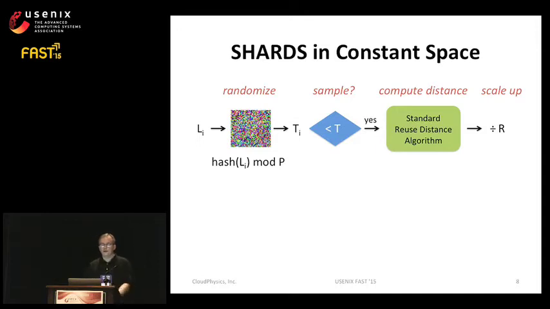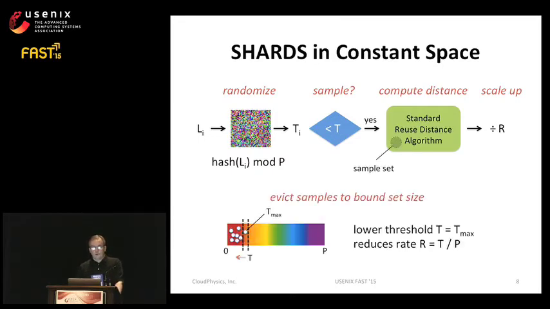This motivated the development of fixed-size shards that operates in constant space. The basic idea is that instead of specifying a sampling rate R, we instead specify a maximum number of samples to track. Placing a hard bound on the size of the sample set results in a constant space algorithm. The basic spatial filtering step operates exactly the same as we saw before. But now, if adding a new sample would exceed the space bound, then we need to evict some existing sample to make room for it. We remove the one with the maximum hash value, shown as T sub max in the figure, closest to T. We then lower the global threshold T to the value we just removed from the set, because we know that any larger values can't fit. Since the rate R is proportional to T, it's also reduced.